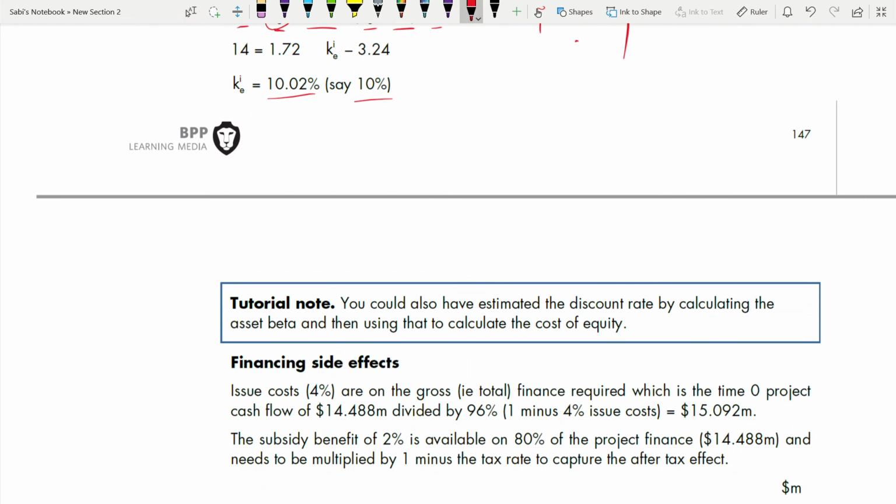You could also have estimated the discount rate by calculating the asset beta and then using that to calculate the cost of equity. There is just not one way. But this way is easier and faster. Simpler also. If you go by the asset beta, first you use asset beta, then you convert to equity beta, then you find cost of equity. It becomes a very tedious task. Wherever you can save time by using a simpler method, always go by that. But if you are more comfortable with the other way, asset beta and all, you can do that also. There is no harm, but make sure that the cost of equity you are getting is 10%, okay?